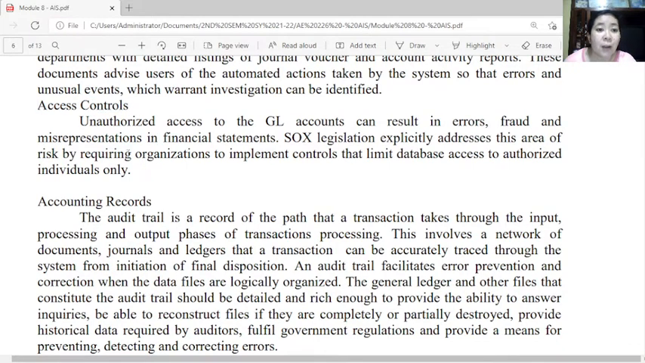So here, unauthorized access to our general ledger accounts can result in errors, fraud, or misrepresentation of our FS. That's why Sarbanes-Oxley Act legislation explicitly addresses this area of risk because they require organizations to implement controls that limit database access to authorized individuals only. So this is very important to have limited access controls.